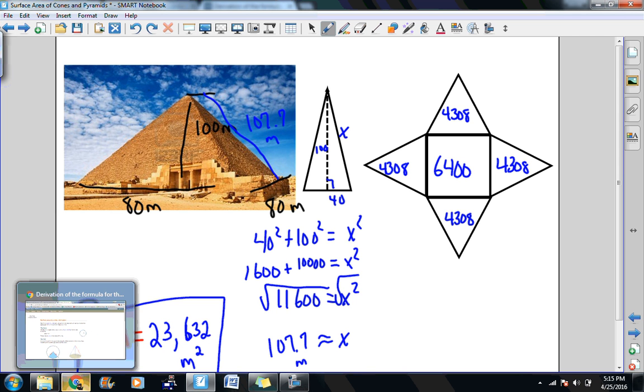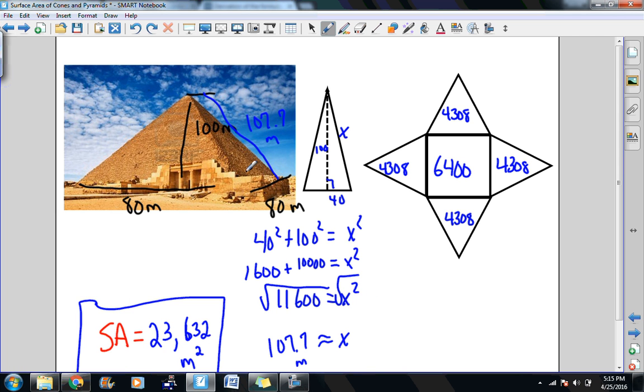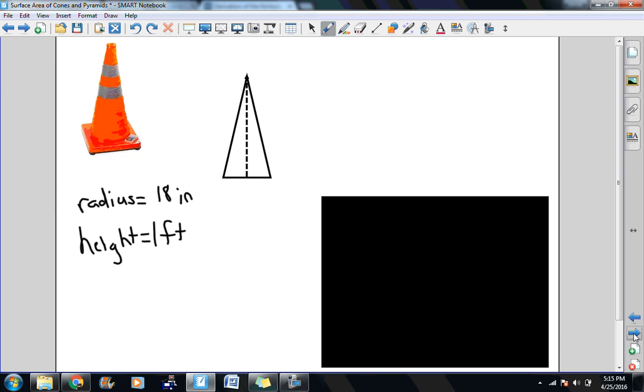Okay, so if you're not given the slanted height, one of the most important things you have to do is calculate what the slanted height would be before you start working on the problem. So let's work on cones now. The cone is the same idea, except it is a circular base.